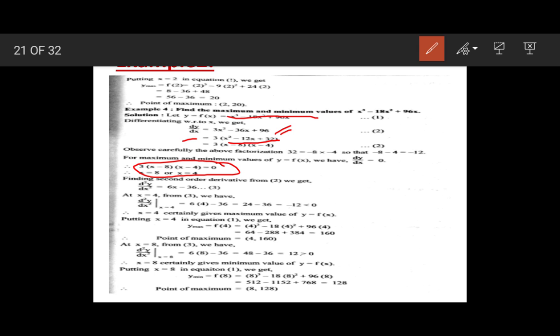So this is the first order derivative. So second order derivative will be 3 as it is, derivative of x square is 2x, so 6x minus 36. Now when x equal to 4, then second order derivative will be 6 into 4 minus 36. So minus 12. That is less than 0.